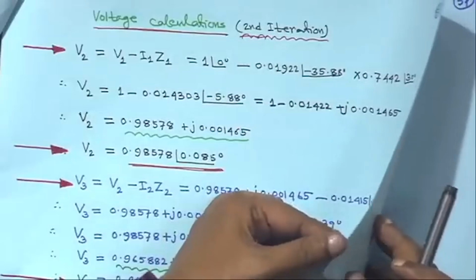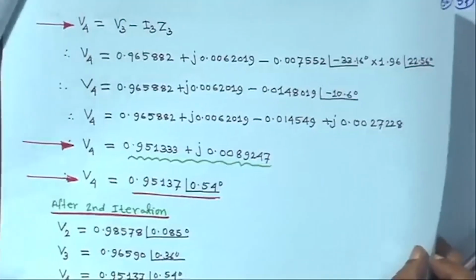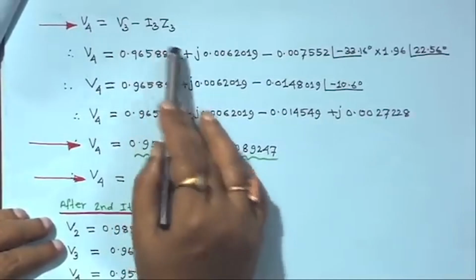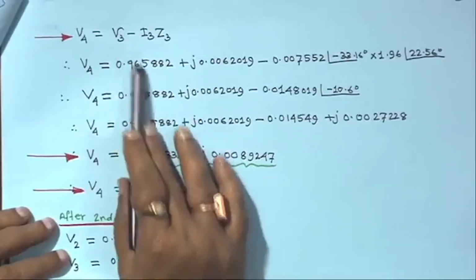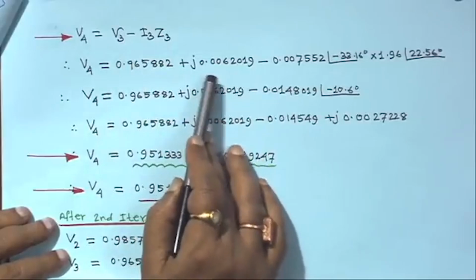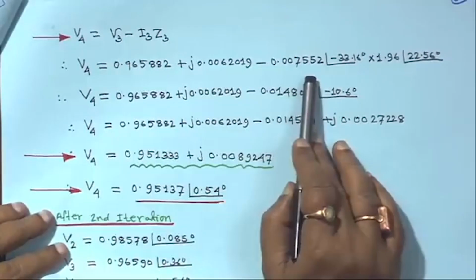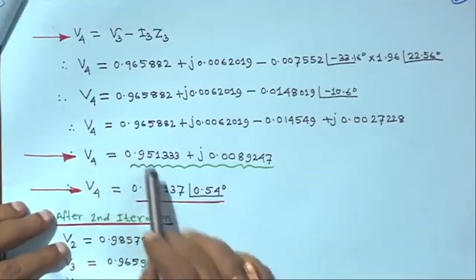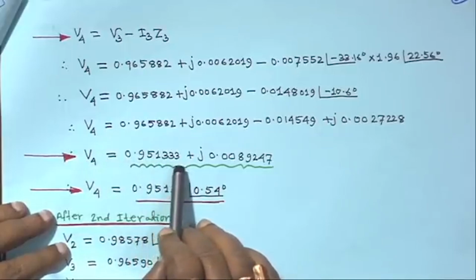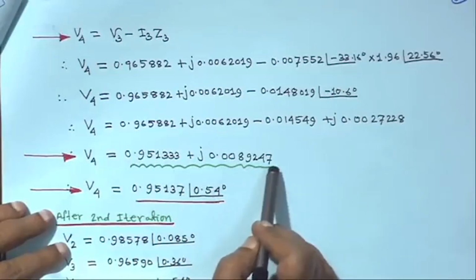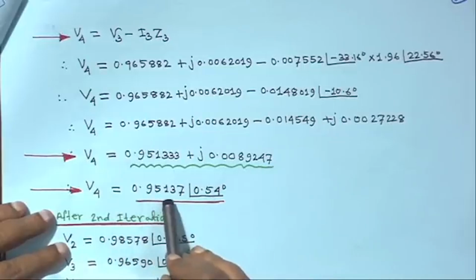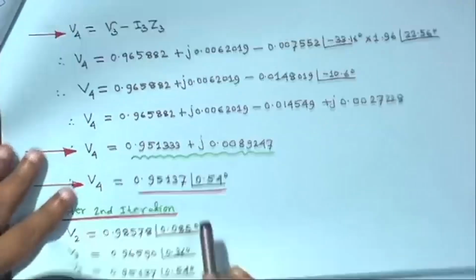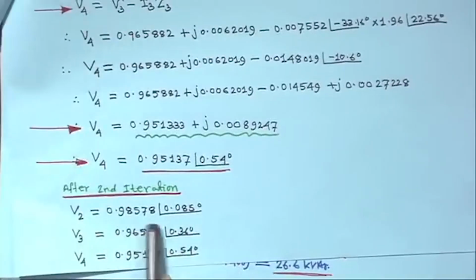Next is V4. V4 is equal to again V3 minus I3 Z3. This V3 we have just got, which I have shown you on the previous page, minus I3 into Z3. You multiply and simplify, and you will get V4 is equal to 0.951333 plus j 0.0089247. So, V4 is equal to 0.95137 angle 0.5 degree. So, after the second iteration, these are my voltage magnitudes: 0.98578, 0.96590, 0.95137.